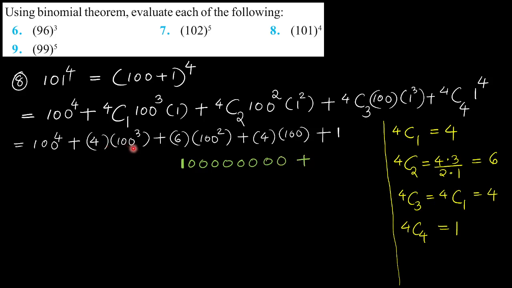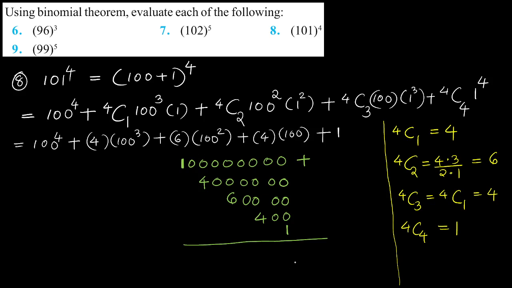100 cube: 0 0 to be written 3 times. 0 0 one time, 0 0 second time, 0 0 third time. That into 4, understood like this. 6 into 100 square: 0 0 twice, 0 0 first time, 0 0 second time, and 6 is there. Next is 400. Finally 1.